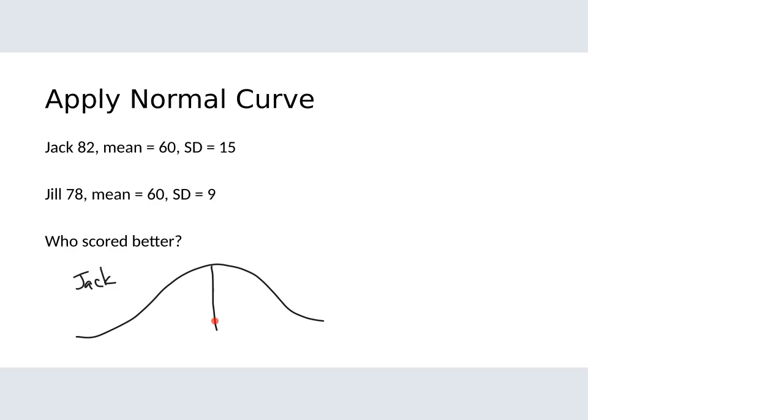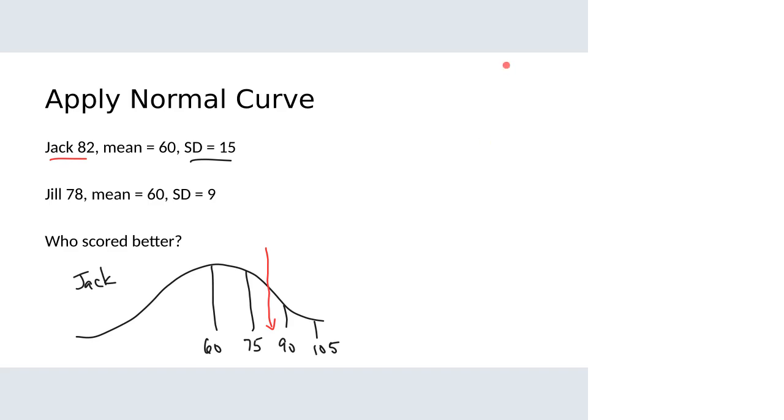Jack's test had a mean of 60 and a standard deviation of 15. So let's see, that would be 75, 90, 105. We could draw the back end of this over here, but we don't really need to because we can see that Jack's score was 82. So he's on the right side of the mean. So his 82 is in here somewhere, in between 1 and 2 standard deviations above the mean. That's where Jack landed.